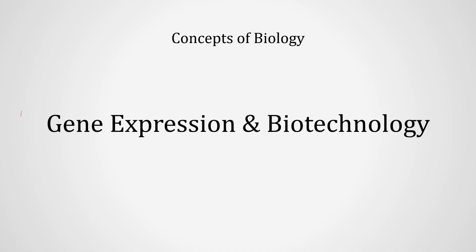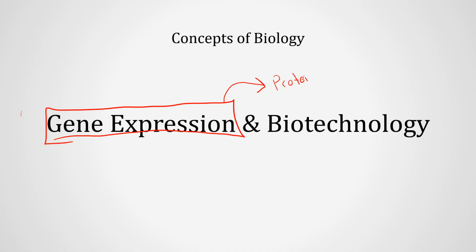In this chapter, we plunge into the heart of what drives living systems, and that is gene expression. So we've already talked about genes and what they are. They're regions of DNA on a chromosome that code for something, but the thing that they actually code for is the production of protein.